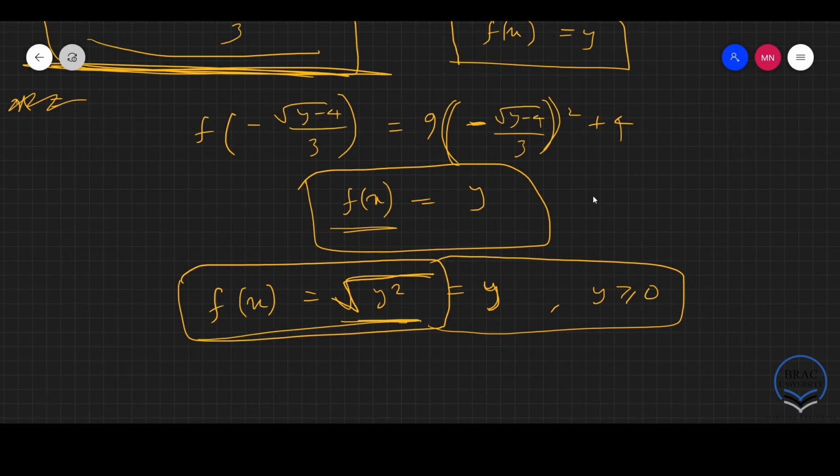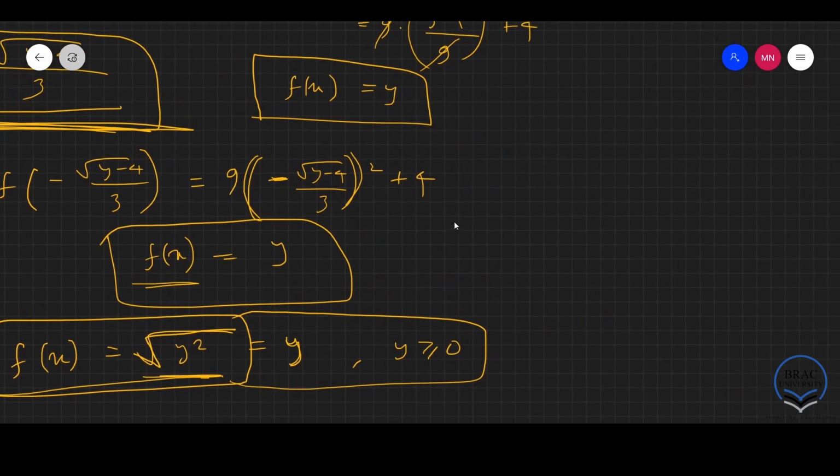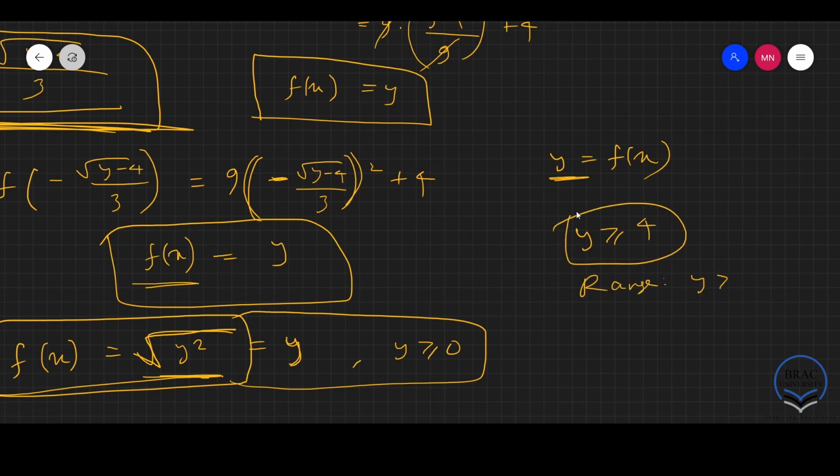But whenever we try and find the range, we let y be equal to f of x, and we solve the equation for y and see if there are any restrictions for y. So we found that y has to be greater than or equal to 4, and this will be our range. So y is greater than or equal to 4, or in interval notation, we can show that this is from 4 to positive infinity, right? We use this square bracket because 4 is included.